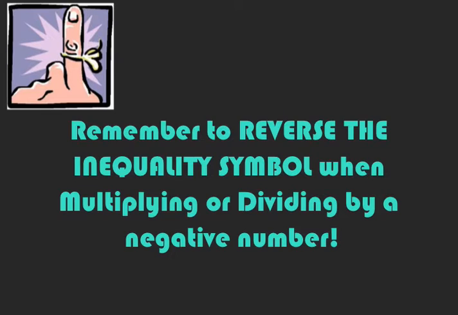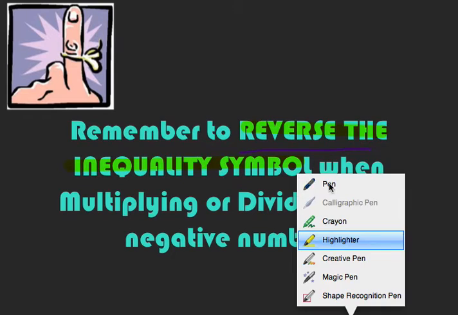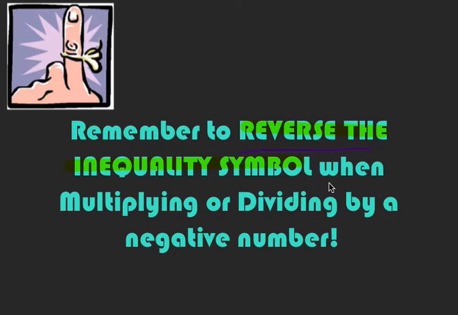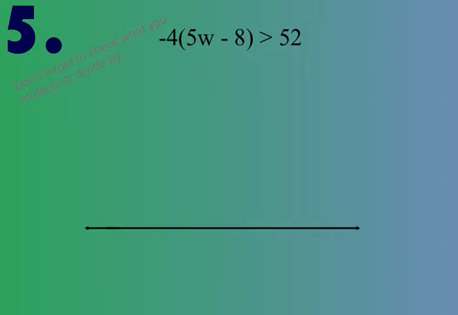Here's something that's really, really important for you once we start solving these equations. When you are solving inequalities, you need to reverse the inequality symbol. Okay, you need to reverse the inequality symbol when you are multiplying or dividing by a negative number. At any point in the problem, if you multiply or divide by a negative number, you need to remember to flip that symbol. So let's go ahead and take a look at number 5.